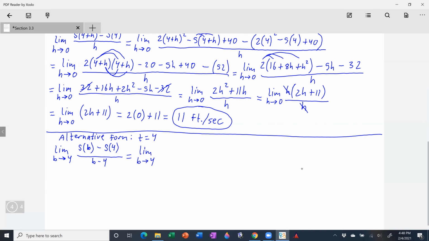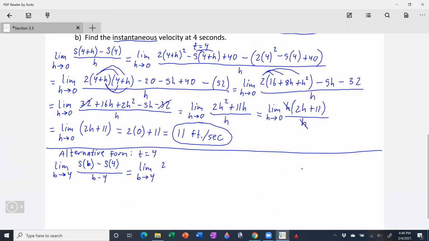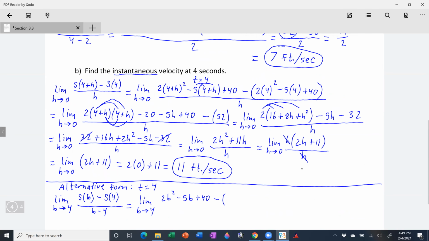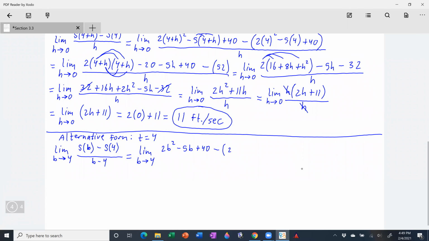Okay, so s of b, that just means plug in b. Okay, so the function is 2 times input squared minus 5 times input plus 40. Okay, so that's plugging in b. Then minus the s of 4, and we already did that a lot. So s of 4, again, we've done that a few times. What was that? That was 52. Okay, I guess I'll write it out. It's going to be 2 times 4 squared minus 5 times 4 plus 40, all over b minus 4.